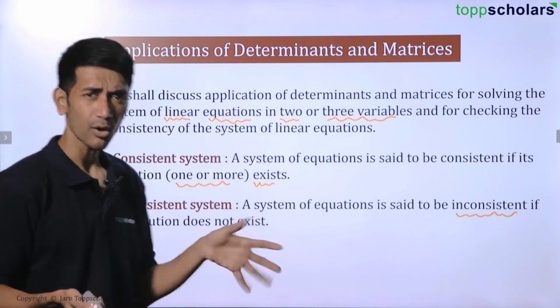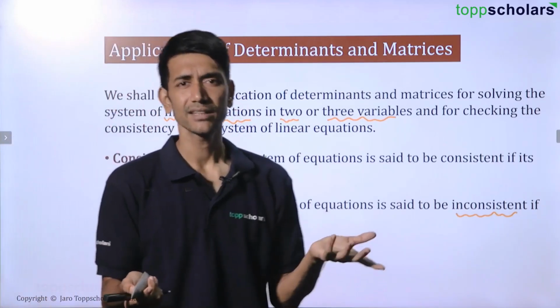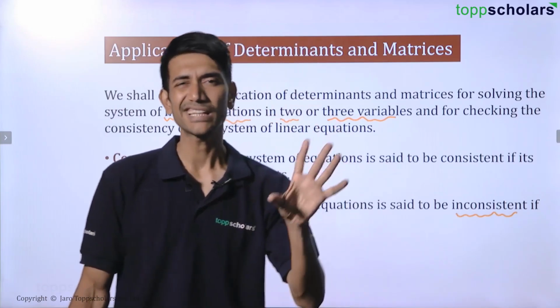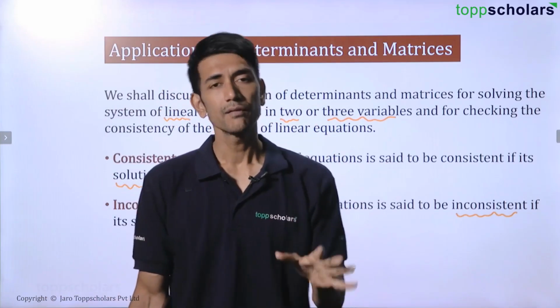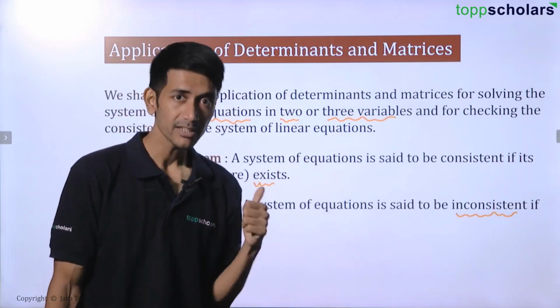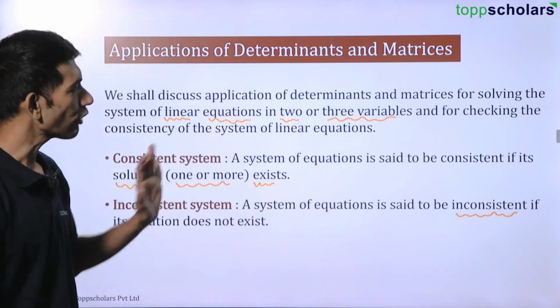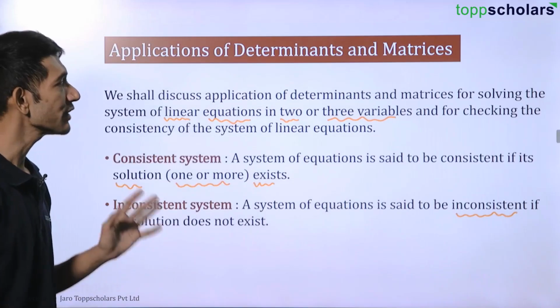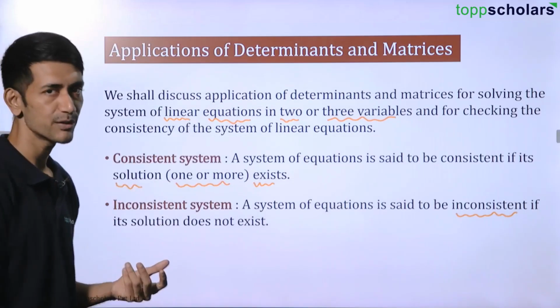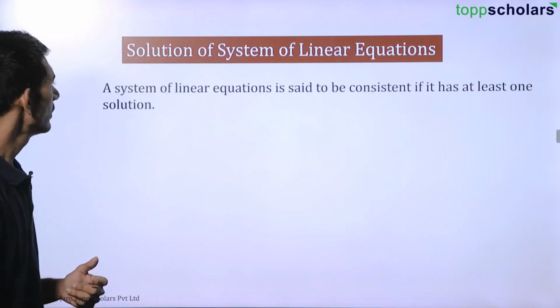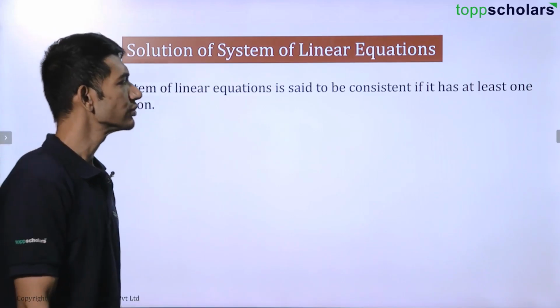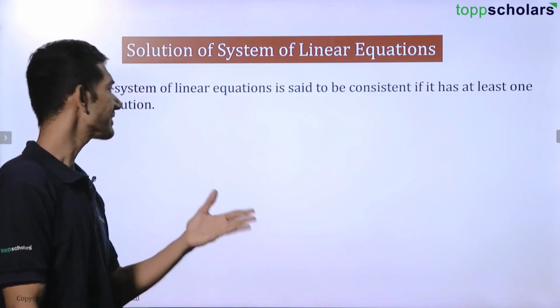So this is a theoretical thing. You don't have to visualize anything. You don't have to actually draw the lines. But with the help of matrices, we are going to see how we can solve these questions where we can find out the values of the variables basically. So a system of linear equations is said to be consistent if it has at least one solution.